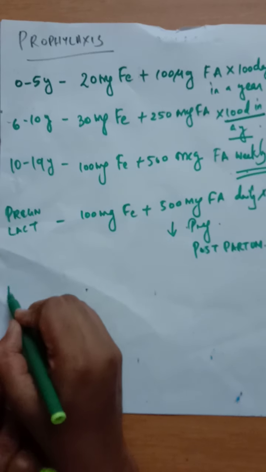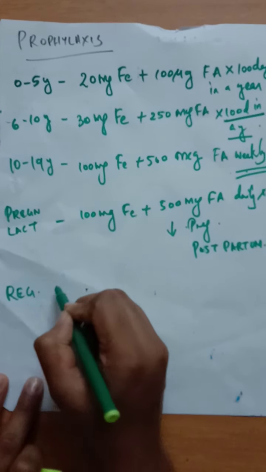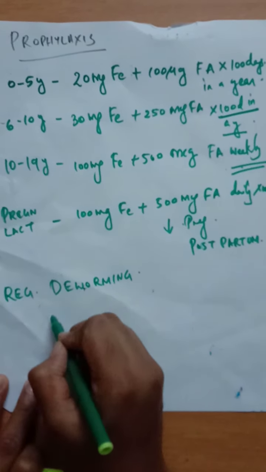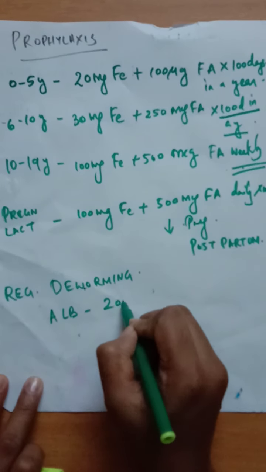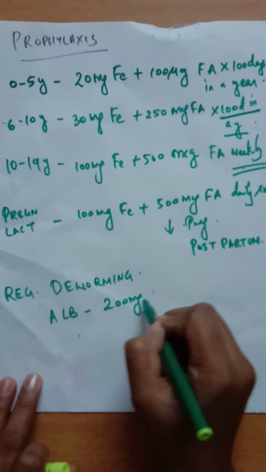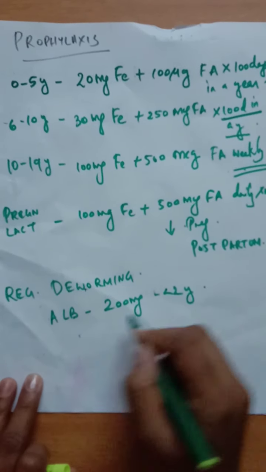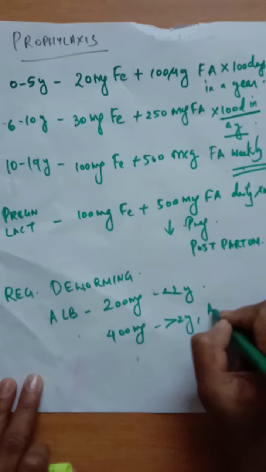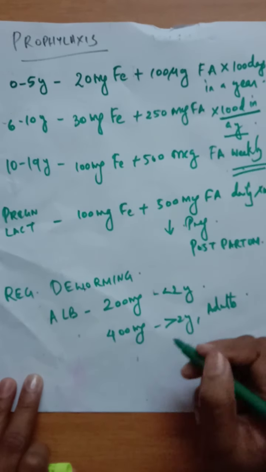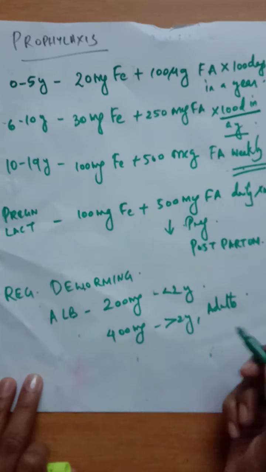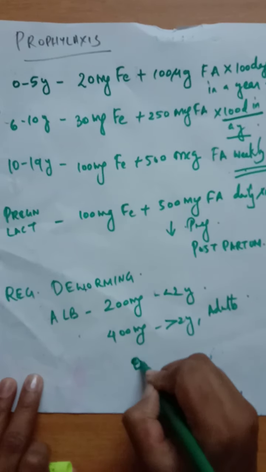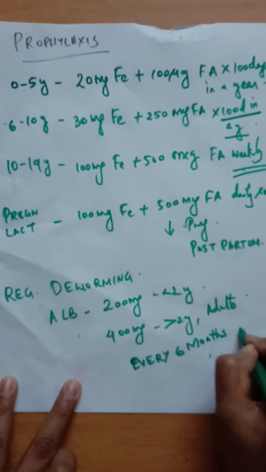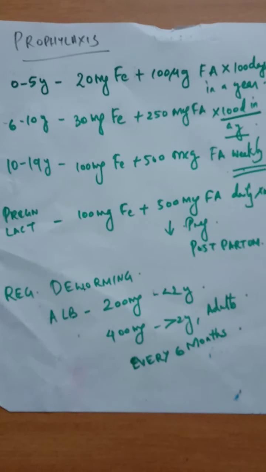Also, we have to do regular deworming. Deworming with albendazole 200 mg for children less than 2 years and 400 mg for more than 2 years and adults. A single dose to be taken once every 6 months. Then health education and environmental sanitation.